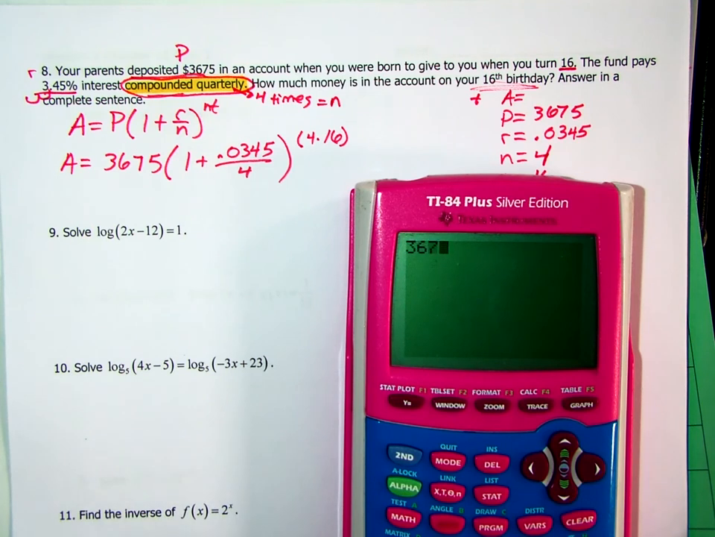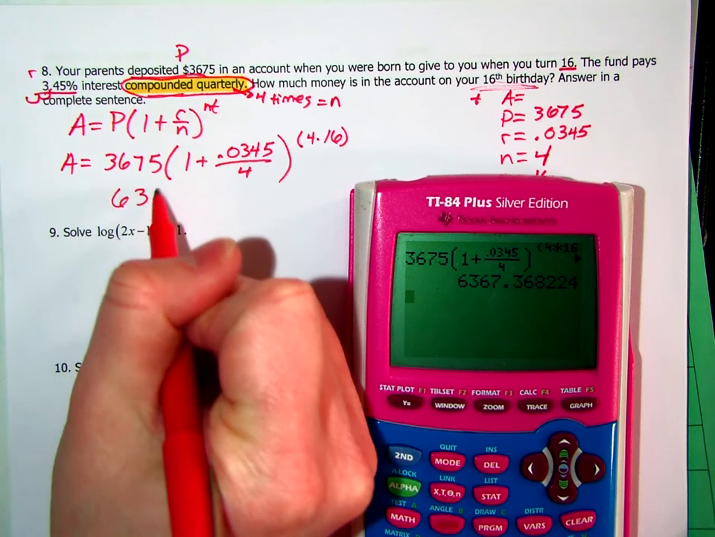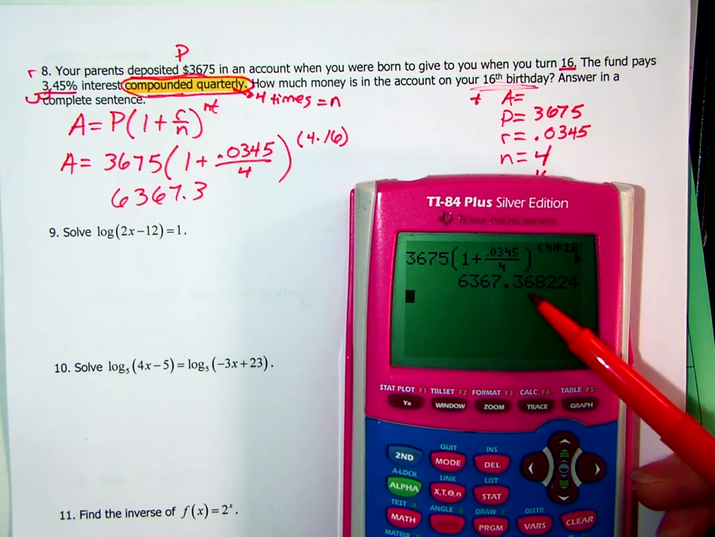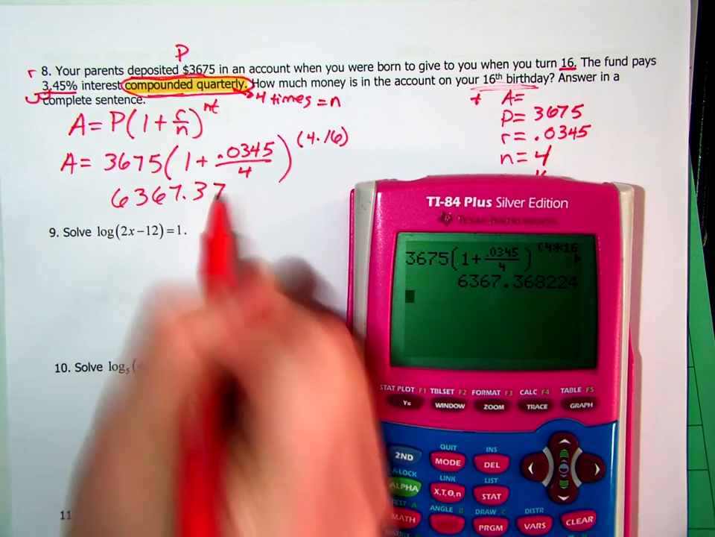So 3675, parentheses 1 plus. I'm going to use my fraction button here because I think it's easier. Arrow down to 4, arrow out, parentheses, to the 4 times 16. And we get 6367.3. Now again, remember this is rounding, so the 8 will make the 6 go up to a 7.